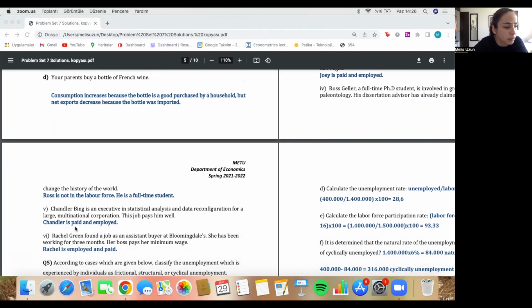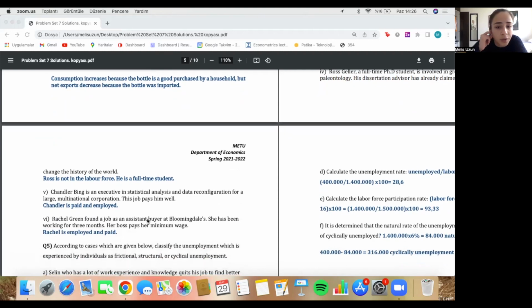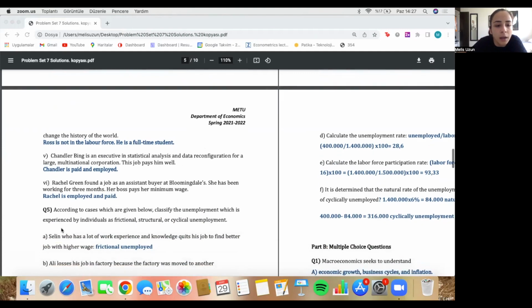Chandler Bing is an executive in statistical analysis and data reconfiguration for a large multinational corporation. This job pays him well, so Chandler is getting paid and works, so Chandler is paid and employed. Rachel Green found a job as an assistant buyer at Bloomingdale's. She has been working for 3 months. Her boss pays her minimum wage. So Rachel works and gets paid. So Rachel is employed and paid.